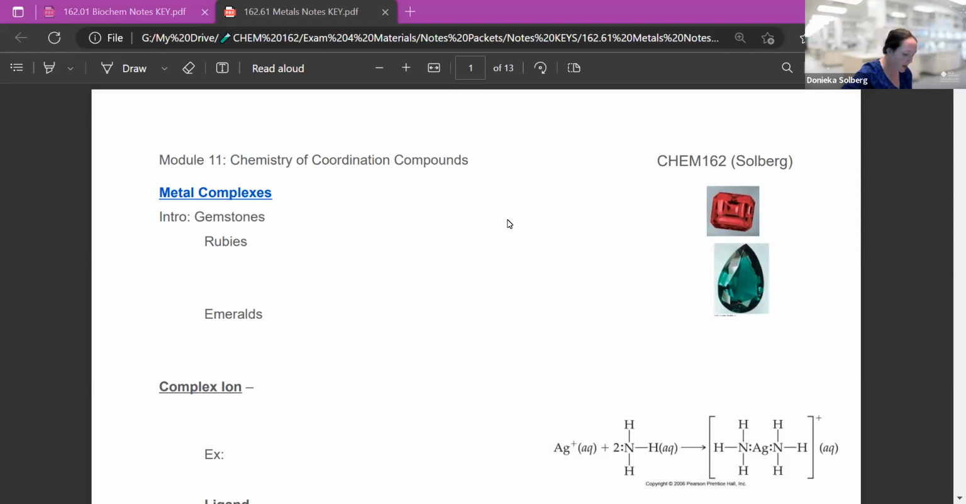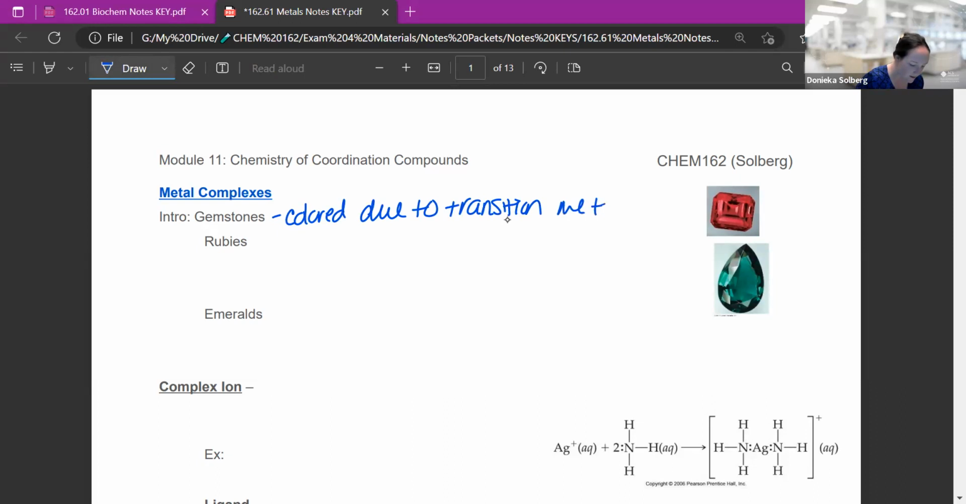So for metal complexes, I'm just going to start with an introduction. They have completely different properties than organic ones do. One of those properties is that a lot of the time we get colored crystals out of them. Hopefully you printed it off in color, but they're colored because of those transition metals. So we're going to talk about why and how that occurs. For gemstones, they are colored due to transition metals. And we'll get into why that is.